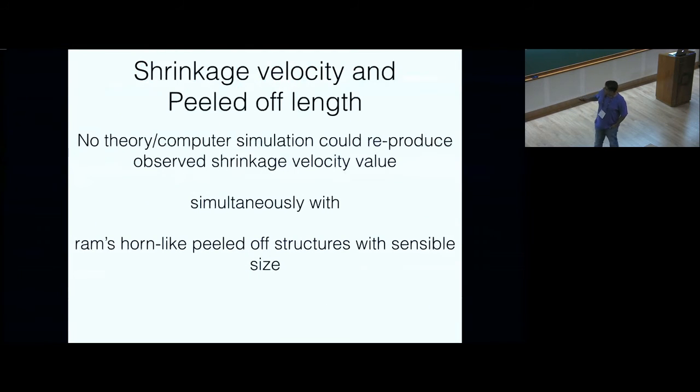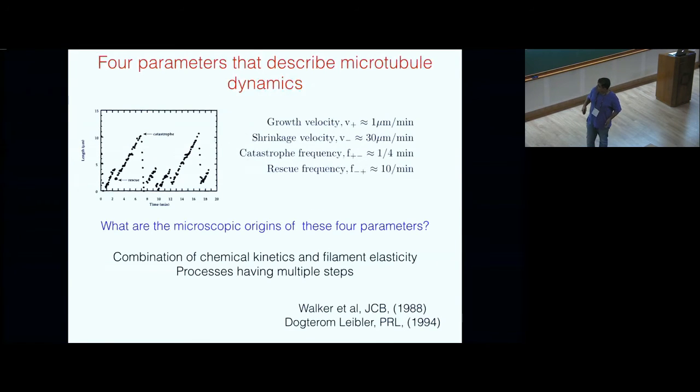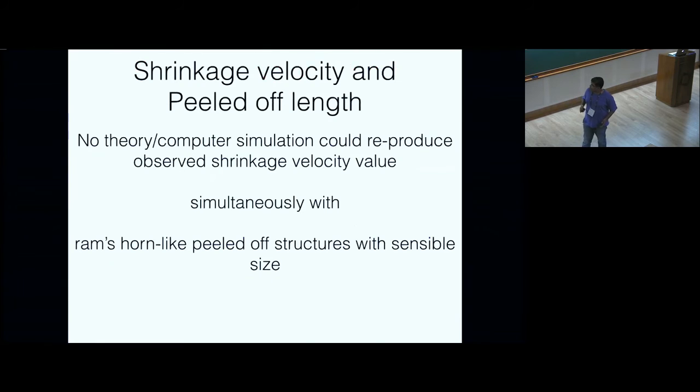No simulation or theory could reproduce, for example, the observed shrinkage velocity. Microtubule has a particular shrinkage velocity. In vitro, about 30 micron per minute is a typical shrinkage velocity of a microtubule. From putting in chemical kinetic details, and either you could take this as a parameter, or if you put in all the details of the bending elasticity and so on, can one get this number of 30 micron per minute? So nobody has done that.